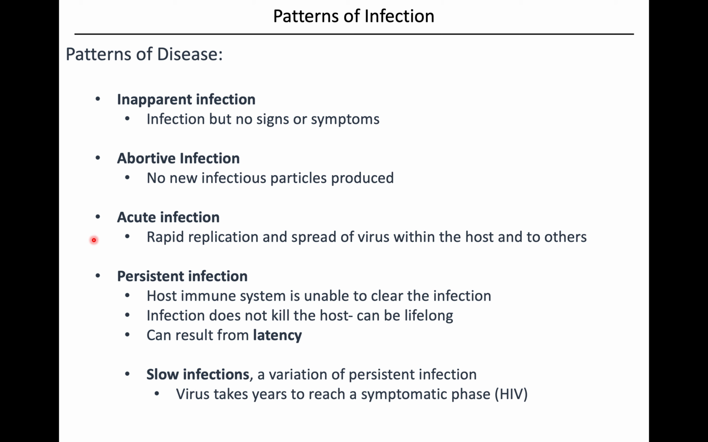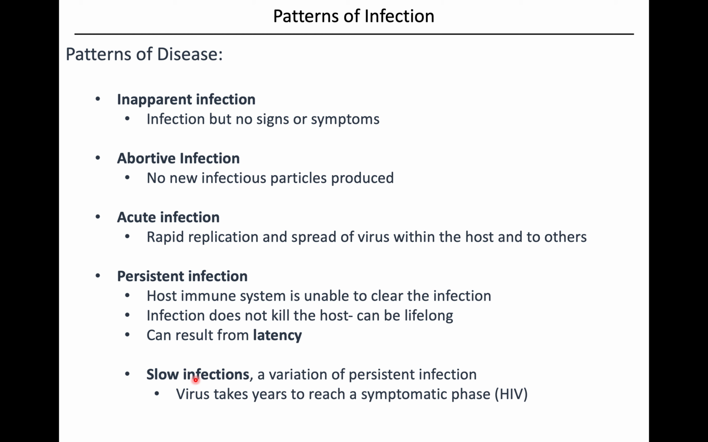An acute infection, something you don't want: rapid replication of the virus, spread within the host and to other hosts. Persistent infection, this would be a long-term infection. The host's immune system just isn't able to clear it. Could be something like herpes. They say herpes is forever. It's because the herpes virus becomes latent and basically just hides out and then reactivates for short periods of time, but your immune system is not able to clear it. Or something like HIV, where the virus is integrated into your genome.